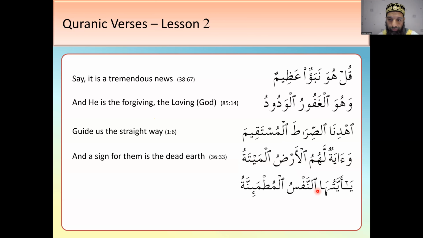Next one. Ya ayyatuha an-nafsu al-mutma'inna. An-nafs, the soul. The soul. Al-mutma'inna, the tranquil. You know, even in Urdu we will say mutma'in, satisfied, right? So tranquil. Mutma'inna, satisfied. I'm sorry, tranquil. Some may even translate that as, you know, something like satisfied, right? But I'm just going to keep with what the translation here is.